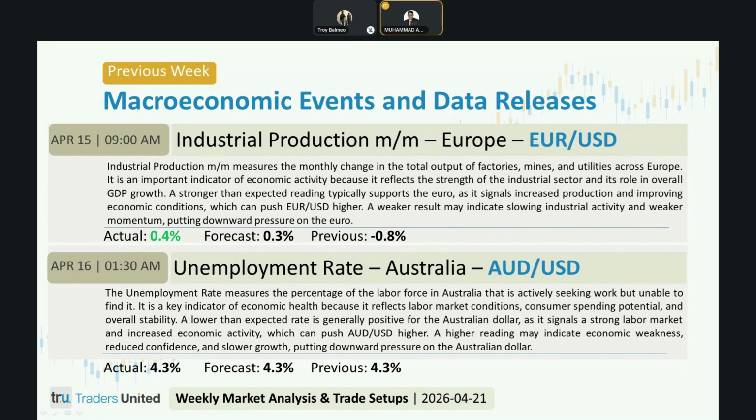A higher than expected rate may weaken the Australian dollar. It suggests slower economic activity and lower consumer spending. Now, let me discuss the event details.